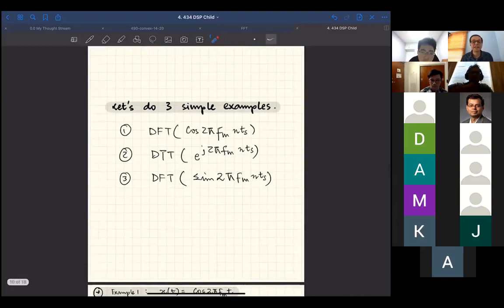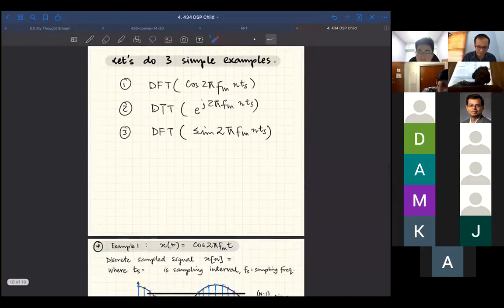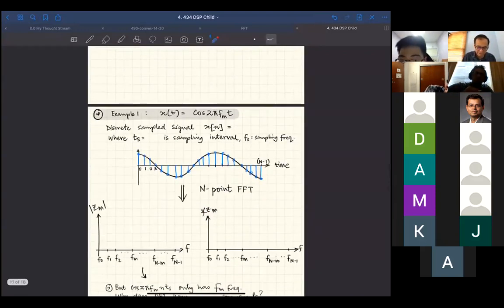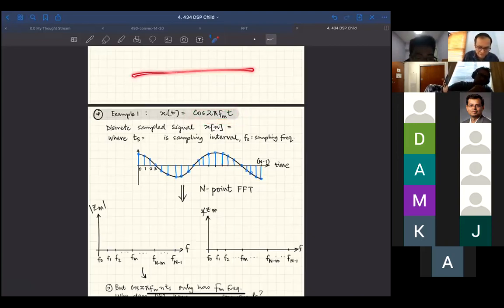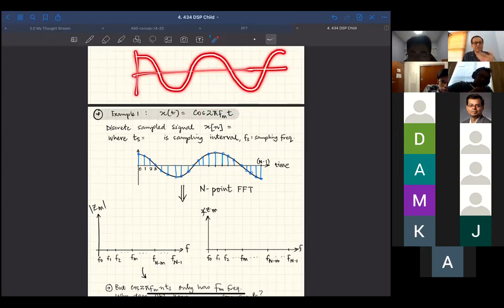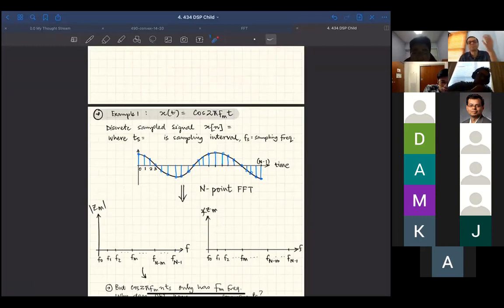Okay. Maybe these examples would help a little bit. We are going to do 3 quick examples. Let's start. Let's do the DFT of a signal which is cos 2 pi Fm t. What is cos 2 pi Fm t? That's a signal like this, where the number of cycles per second is Fm. So we just pick a value for Fm.